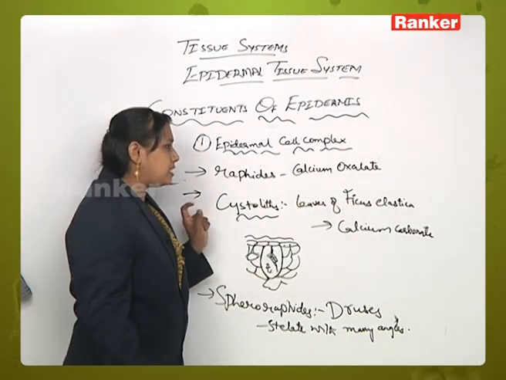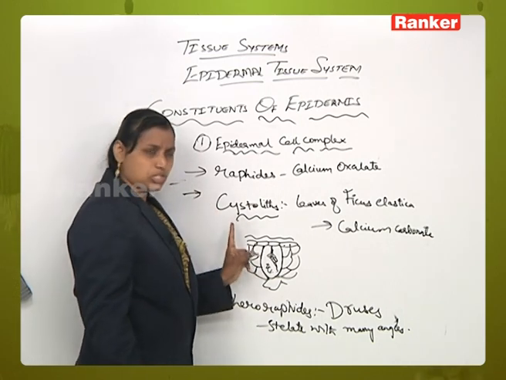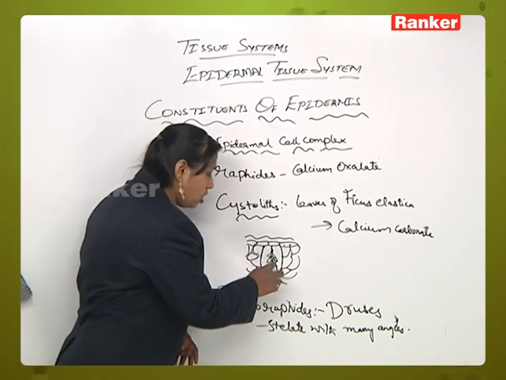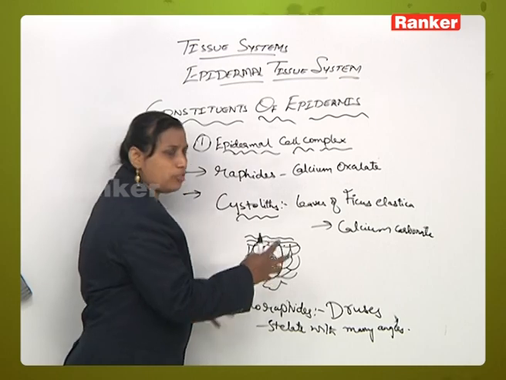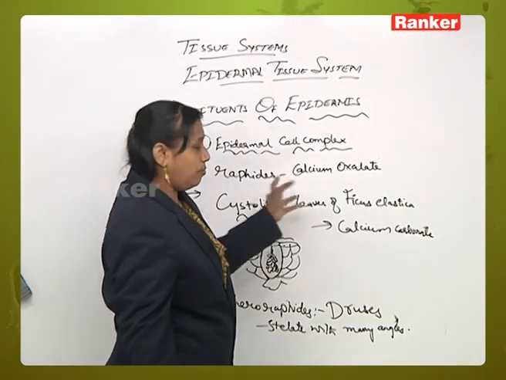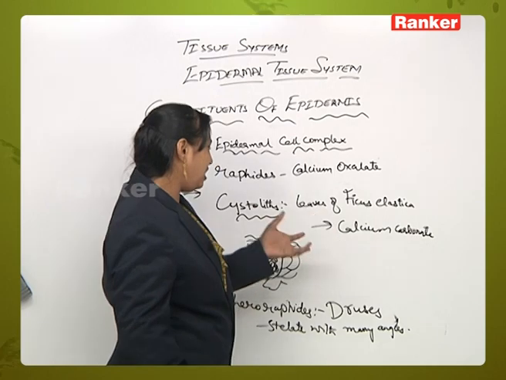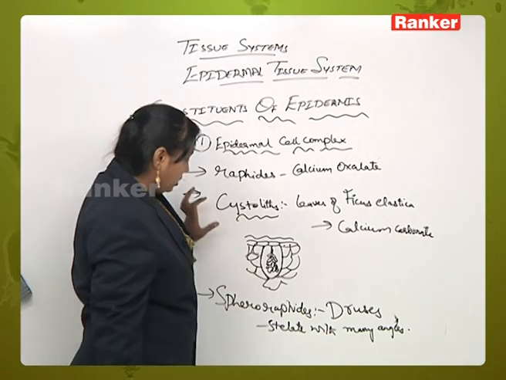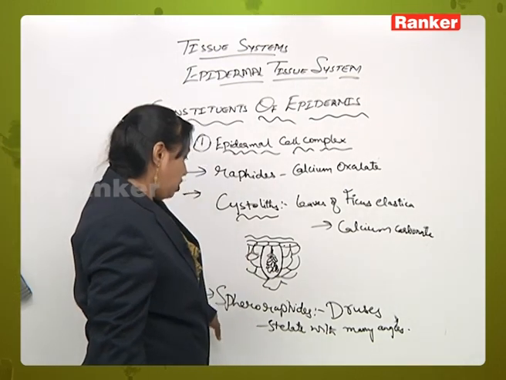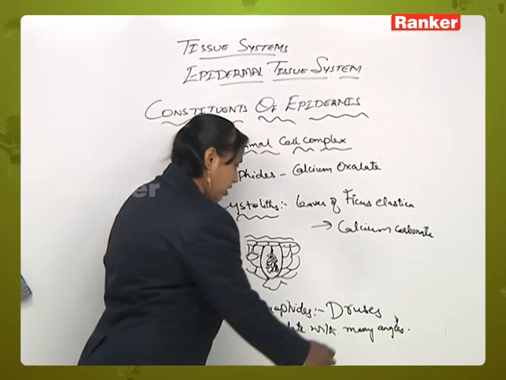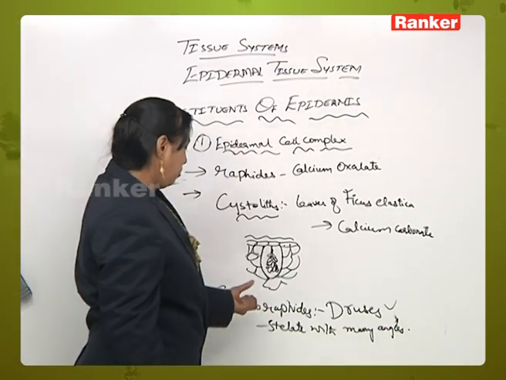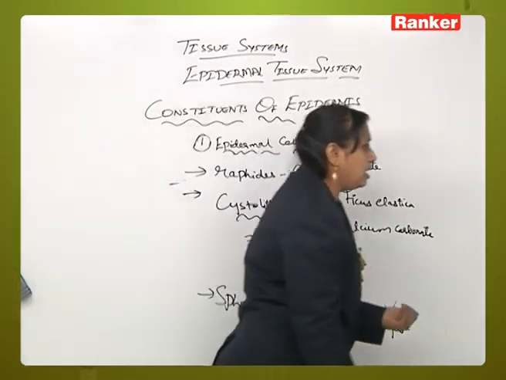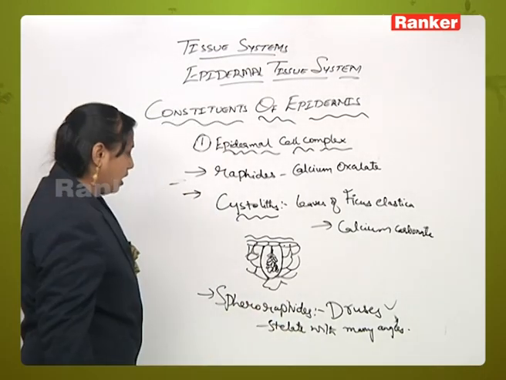Now another example of special epidermal cell we have is cystoliths. These are structures which form from the stalk and appear in the form of a bunch of grapes, and these are made up of crystals of calcium carbonate, and normally these are seen in leaves of Ficus elastica. One more type of special epidermal cell we studied was spheroraphides. The alternative name for spheroraphide is druses, and these are also crystals in the form of stellate with many angles. These are also made up of calcium oxalate.